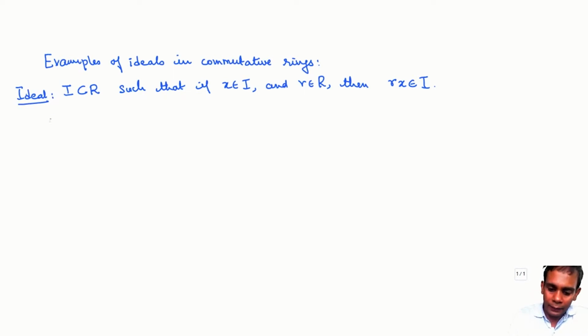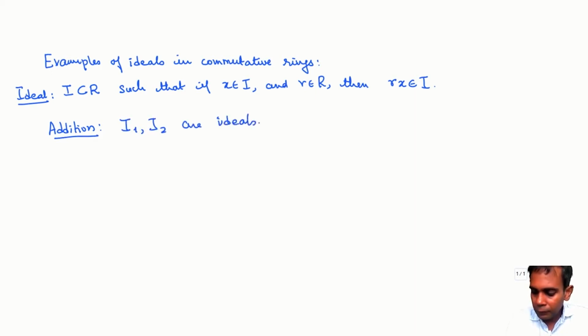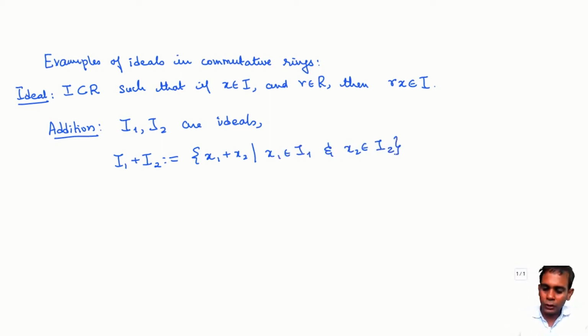Okay, and there's a way to construct new ideals from old. First is addition of ideals. So if I1, I2 are ideals, then you define I1 plus I2 to be the set of all x1 plus x2, where x1 is in I1 and x2 is in I2. It's not difficult to show that I1 plus I2 is again an ideal.